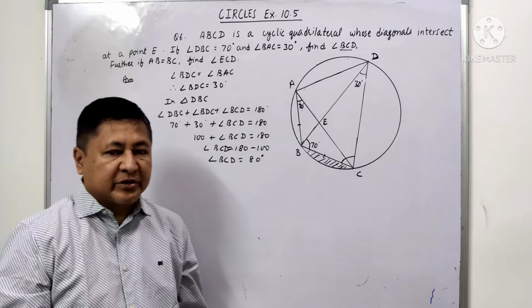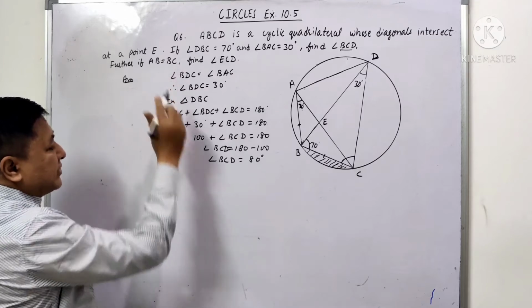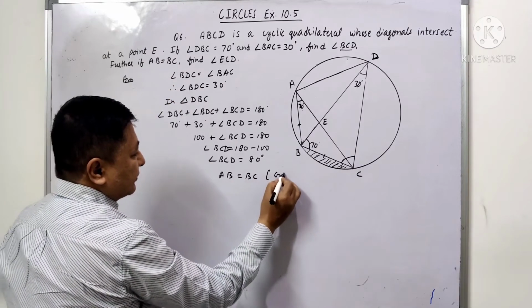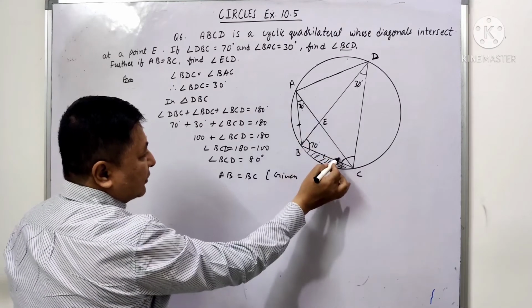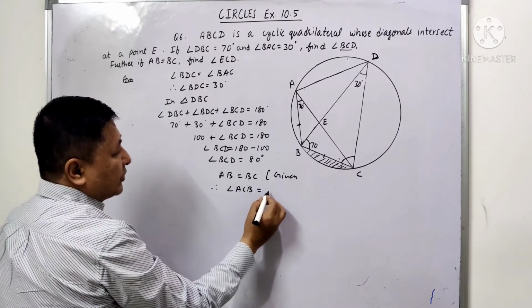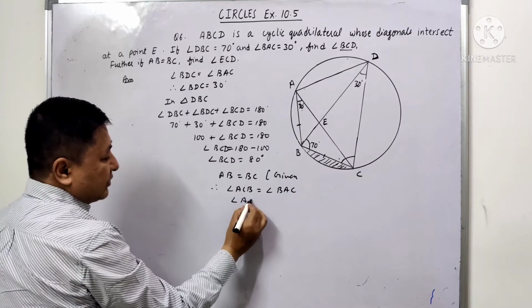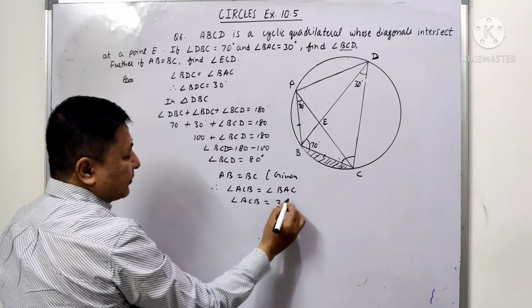So now let us find the angle ECD. It is given in the question that AB is equal to BC. It is given that these two sides are equal. So this angle and this angle will also be equal. Therefore, angle ACB will be equal to angle BAC. So this angle ACB will also be equal to angle BAC, that is equal to 30 degrees.